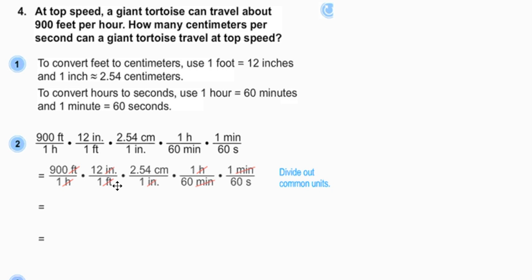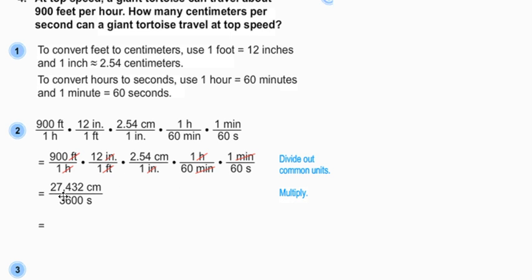Okay, so here we are. We're dividing out common units. All right, our feet, our inches, our hours, and our minutes. Oh, there it was, minutes. Okay, so after we did that, we multiplied all the numbers, 900 times 12 times 2.54 times 1, and then 1 times 1 times 1 times 60 times 60.